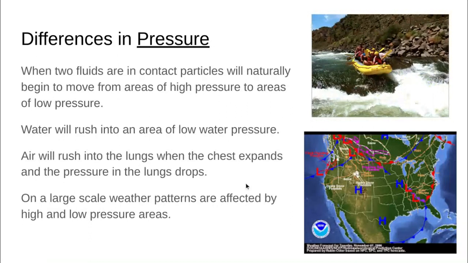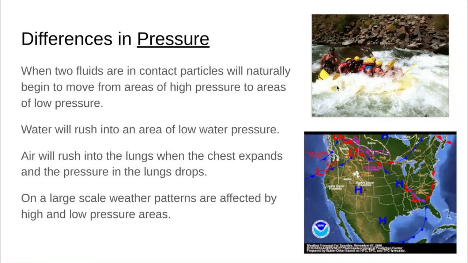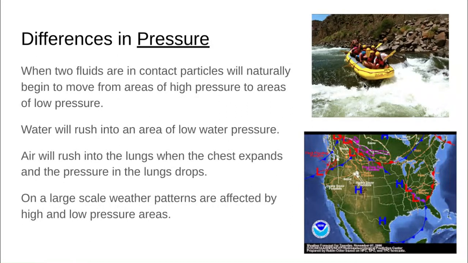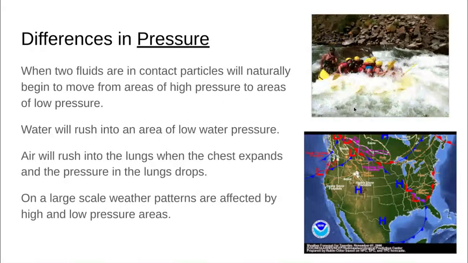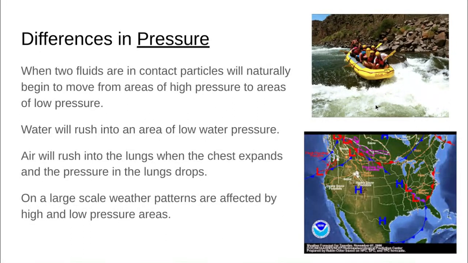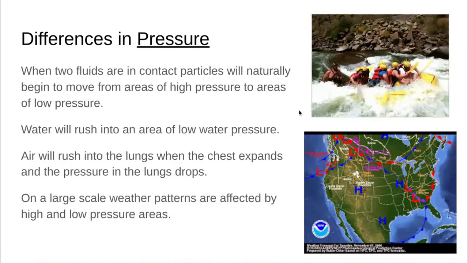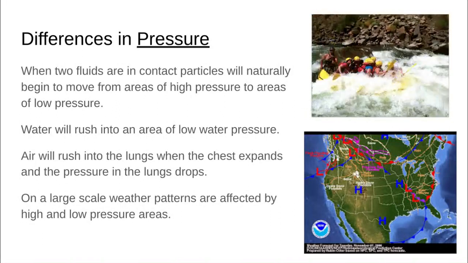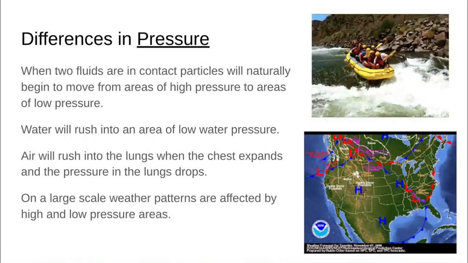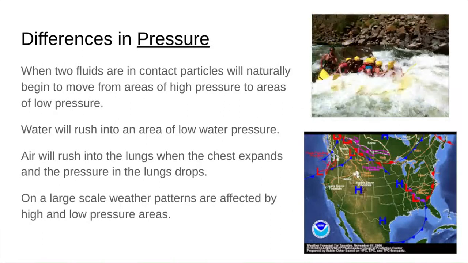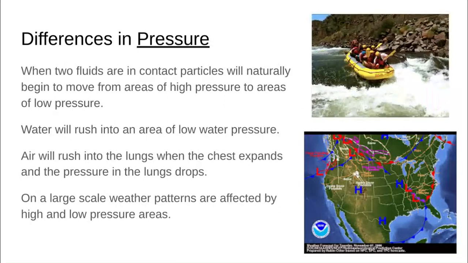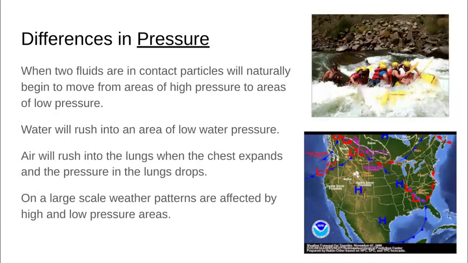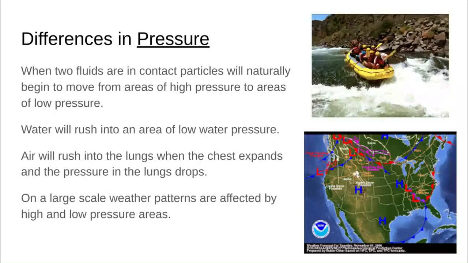So if you look at the whitewater rafting example in the corner, what happens in a river is that areas that the water is moving more quickly, so this area of the rapids, would be considered lower pressure. The wider, slower moving part of the river is technically higher pressure. And that might not make sense at first, but I promise that it's true. Areas of higher velocity have lower pressure than areas of slower velocities.